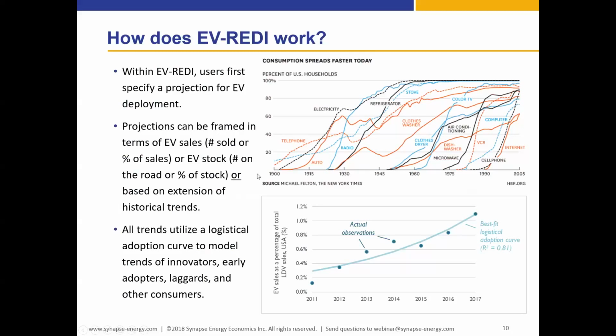Anyway, we use a logistical adoption curve that's based on essentially an average of many of these trends, developed by a PhD economist some years back. And that trend is basically selectable in EV-REDI.